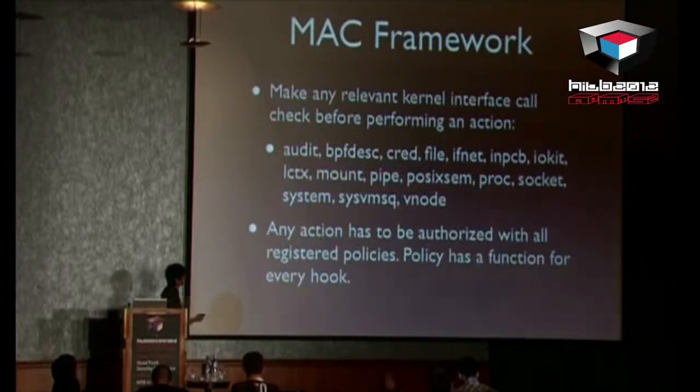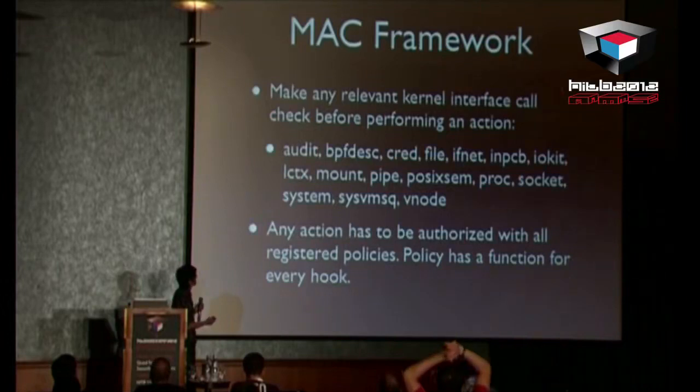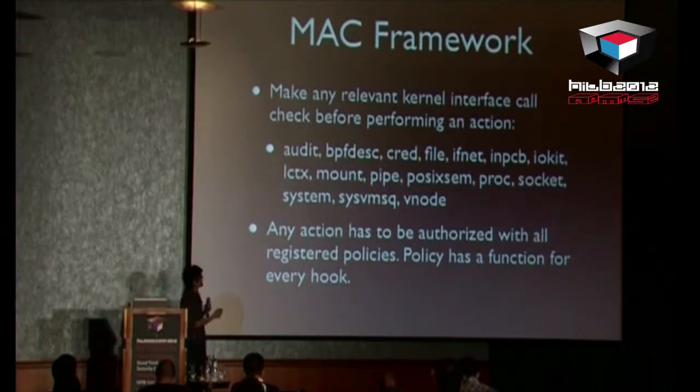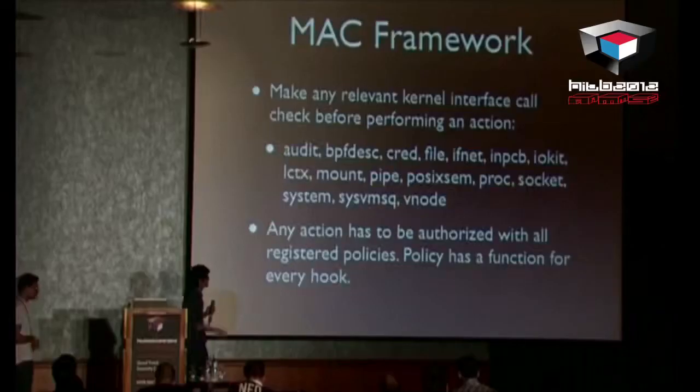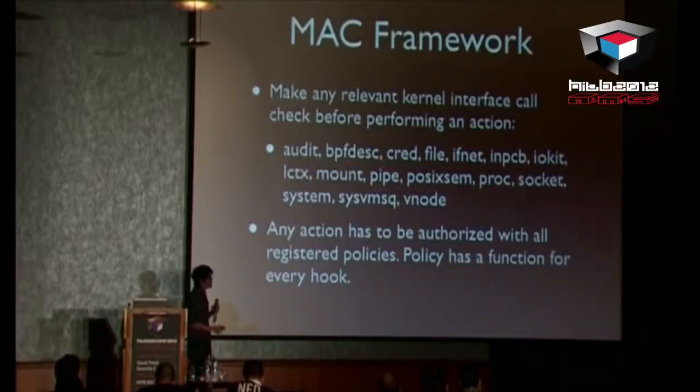So as you saw in the previous slide, when you make any relevant kernel interface call, it calls one of those checks before performing an action. And you can see in the previous slide that there are a lot of different categories. So basically it hooks into every conceivable part of the system: interaction with files, POSIX semaphores, System V message queues, sockets, all of these things, IOKit. But the MAC framework doesn't really do anything by itself.